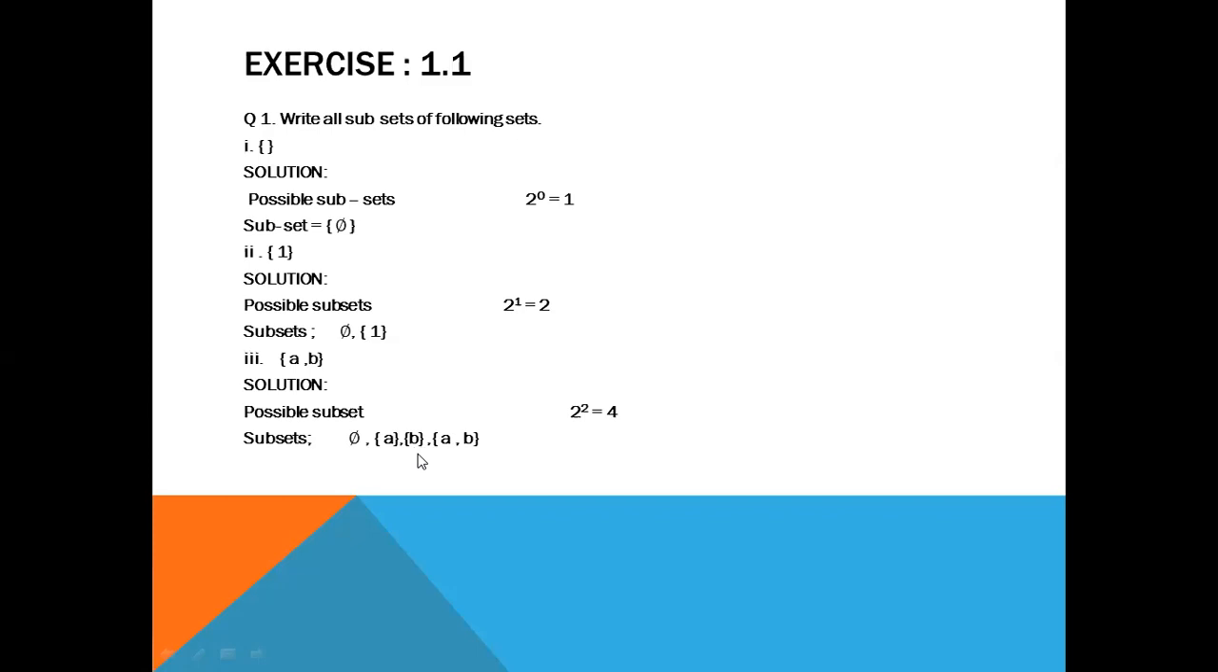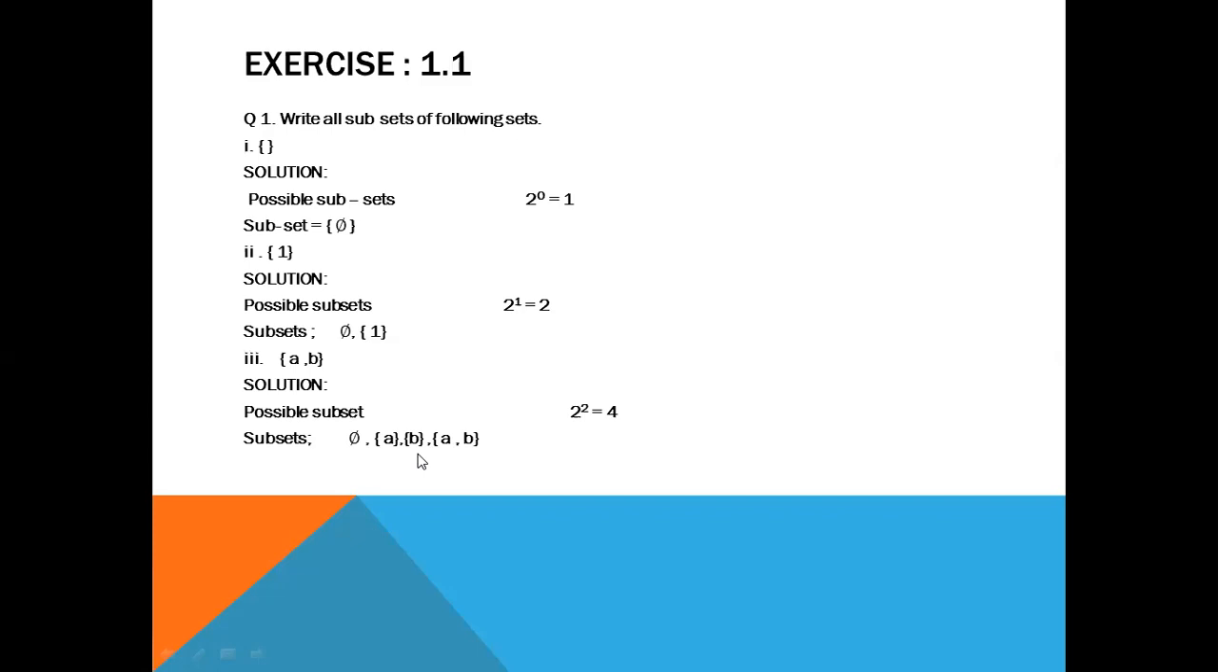Now you see in the question, we conclude that if there is only the null set, no element is in the set, then we have only one subset of it. If we have a singleton set, then the possible subsets will be 2, the null and the set itself. And when we have 2 elements, then we have 4 possible subsets: null, 2 singleton, and then at the end, the set itself. On the same pattern, if we have 3 elements, it means that we take 2 raised to the power 3, then it will be 8.